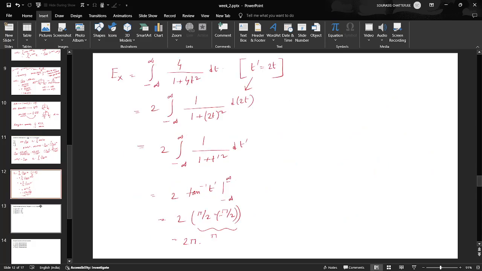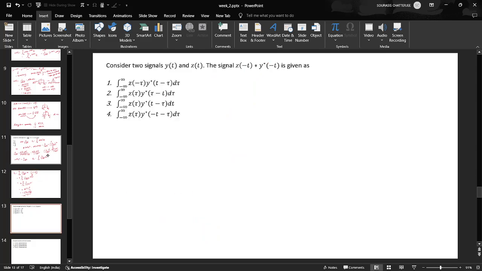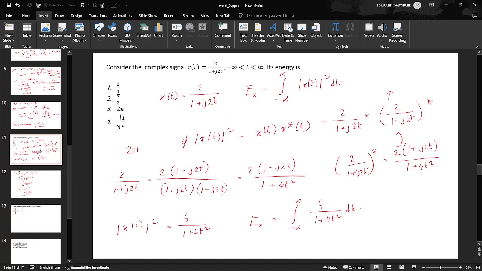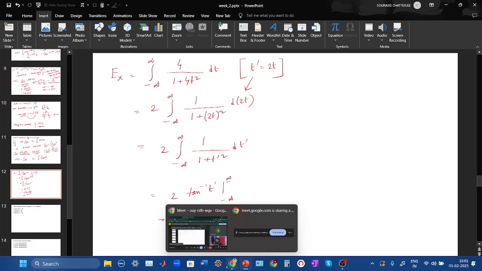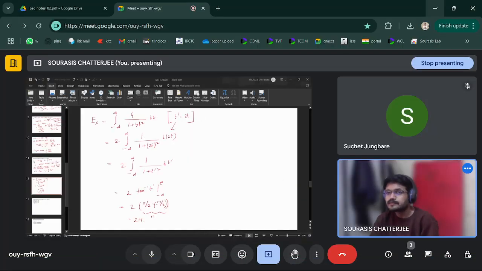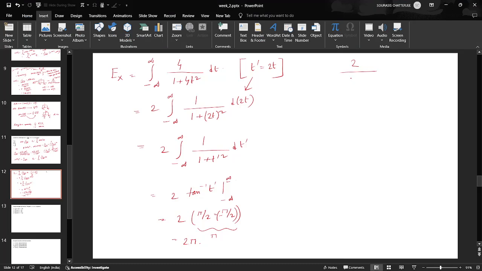This is the crude way, but if we try to go through the autocorrelation route, is there any simpler way you can compute that? Let's see the expression here, 2 over 1 plus j 2t. So let me write it down: 2 over 1 plus j 2t.